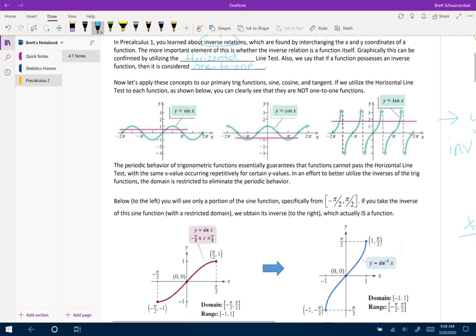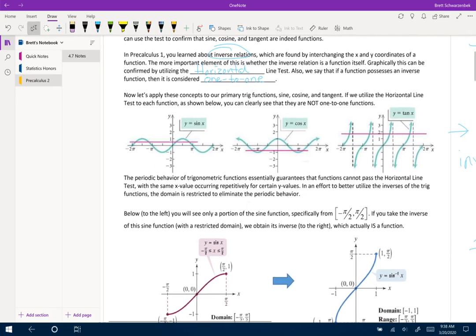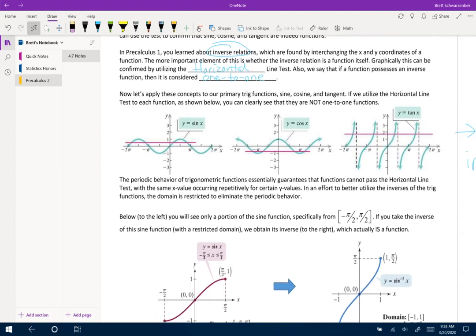Okay, so just as a sort of expanding this to trig. If you look at the graphs along this line right here, we have sine, cosine, and tangent. If we try using the horizontal line test, which is all of these magenta lines that you see right here, you can see that these horizontal lines, no matter what graph you draw them through, are going to intersect in more than one point. So what does this tell us? This tells us that the inverses of each one of these functions is not a function.